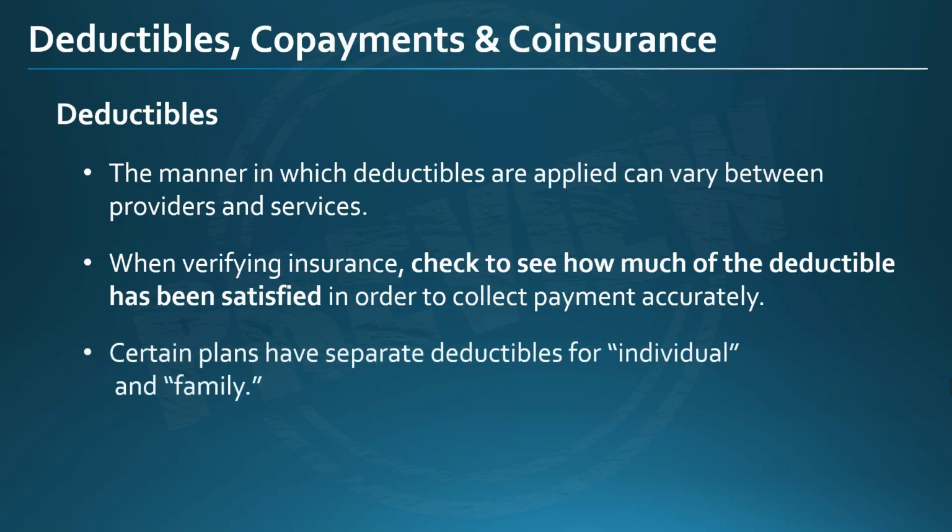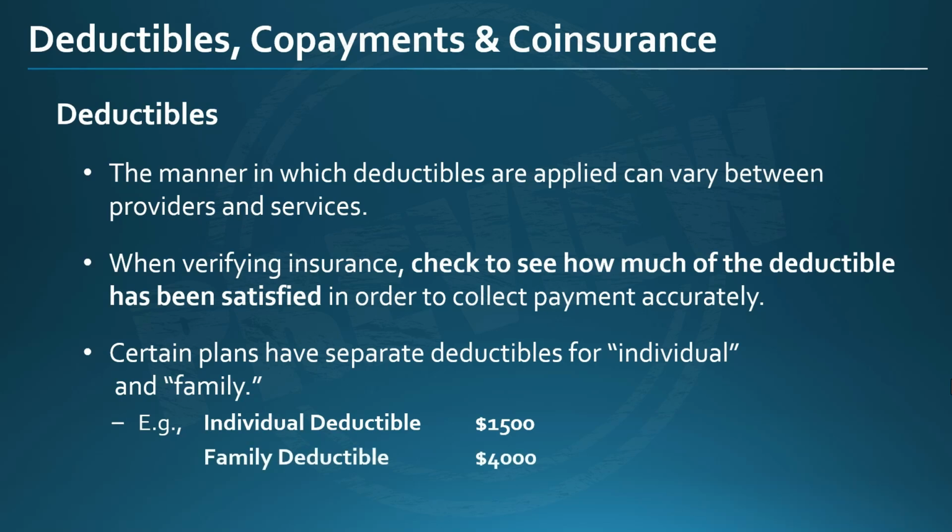Keep in mind the difference between individual and family deductibles. For example, an individual deductible might be $1,500, while a family deductible might be $4,000. Even if one family member's deductible is met, others in the family may still have outstanding amounts.